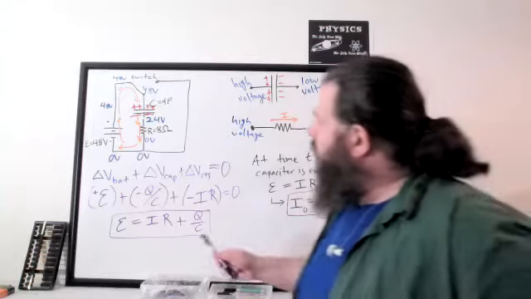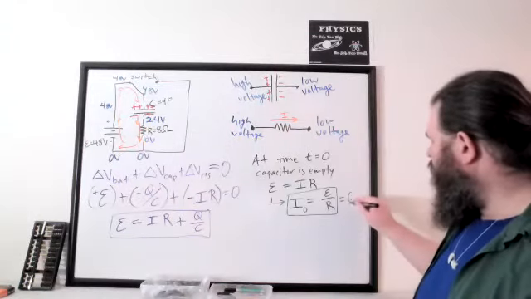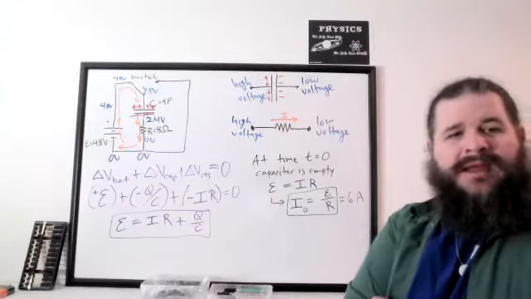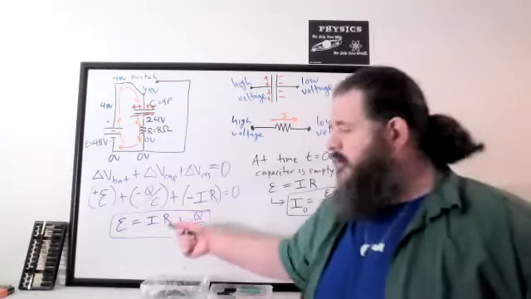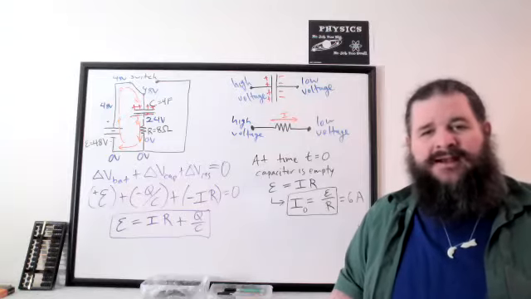In this case, epsilon over R, that's 48 over 8, so that will be 6 amps. And notice that this is the same 6 amps we got earlier by mapping out the voltage. The loop rule is doing the exact same thing as mapping out the voltage, it's just a different way of portraying the mathematics.